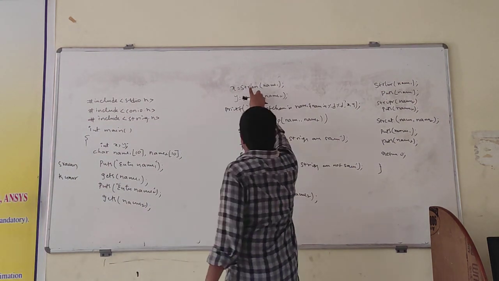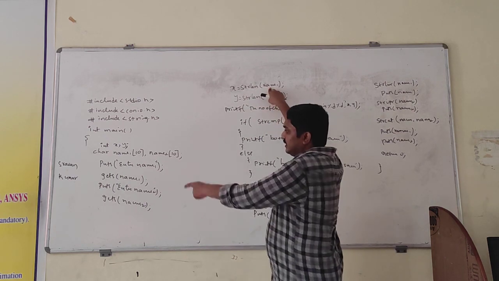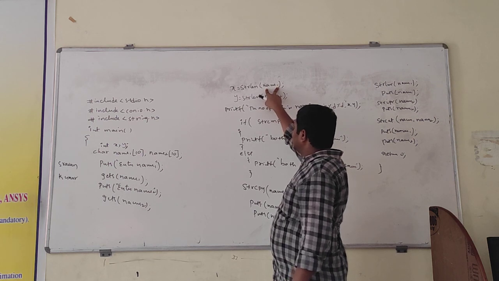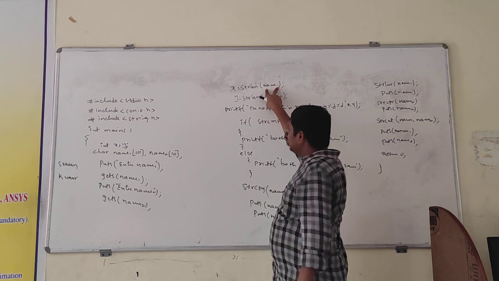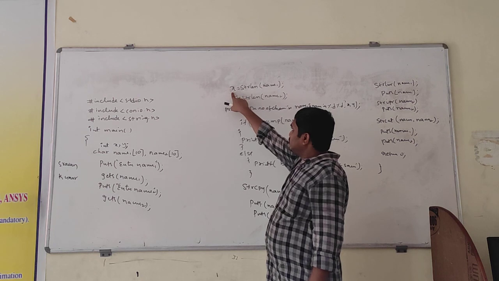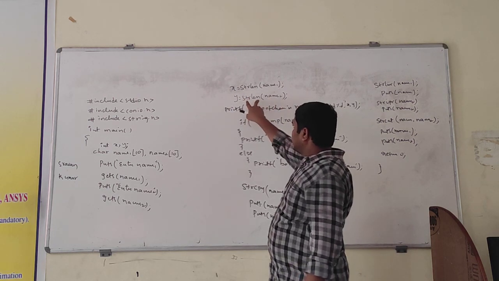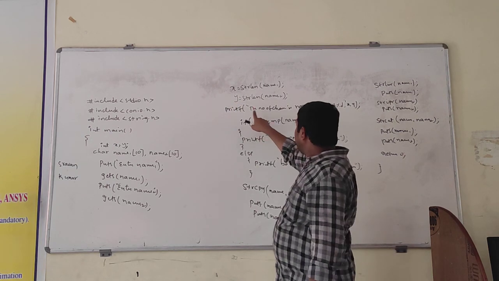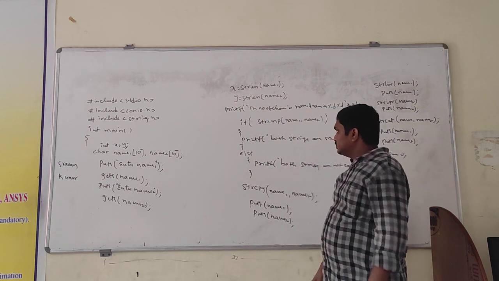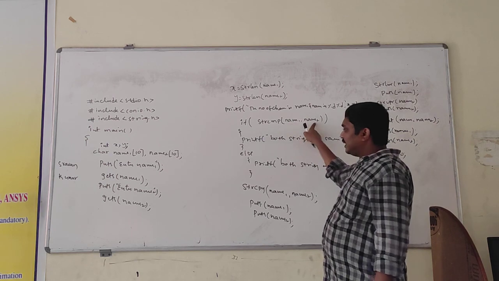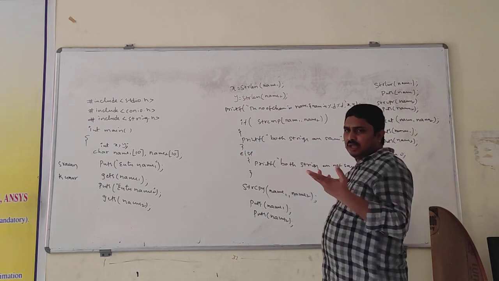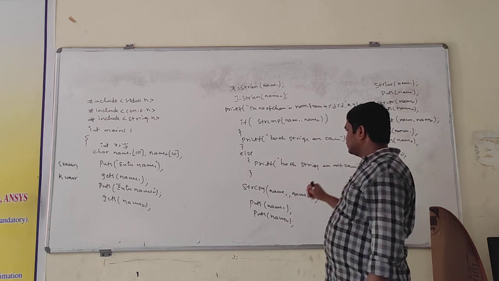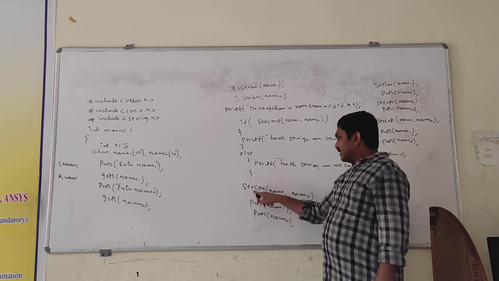Here x is strlen of name1. So name1 is Shravan, and the number of characters is 6. That 6 is stored into x. And for name2, it counts the characters. The characters are 5. That 5 is stored into y. I printed both values. Here I compare name1 and name2. name1 and name2 are completely different. Then it executes the else statement: both strings are not same.